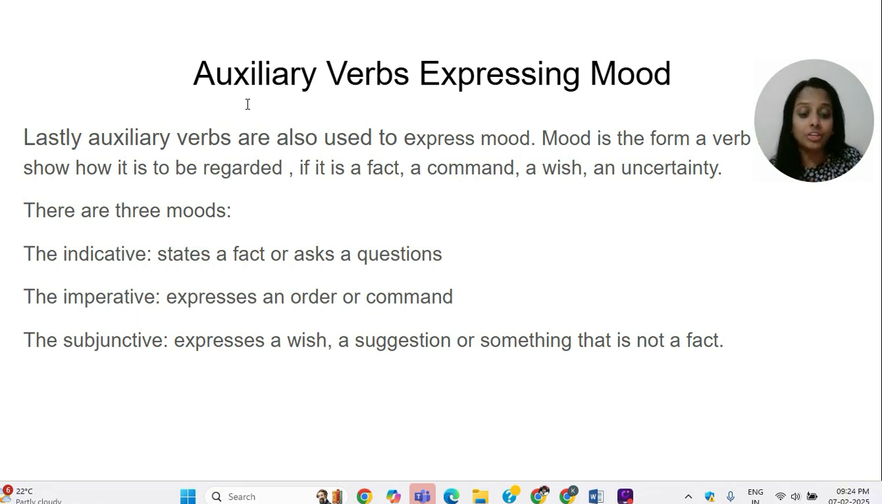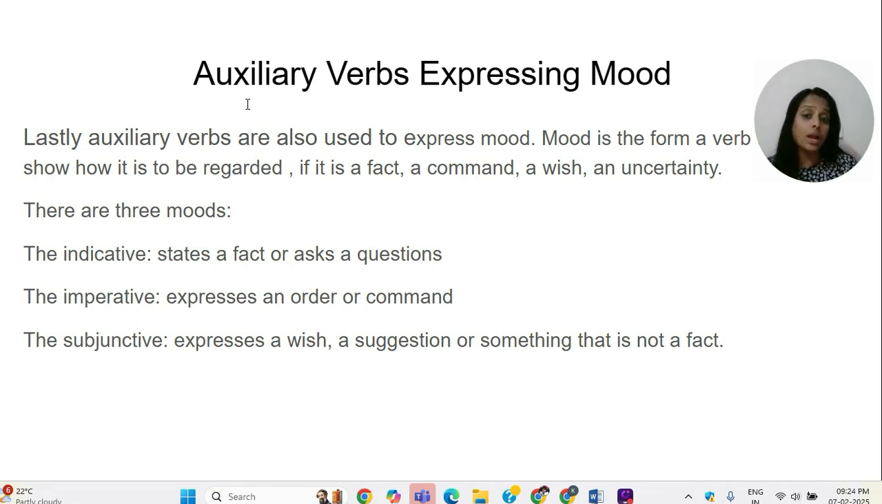We will cover everything you need to know. By the end of this video, you will understand how auxiliary verbs are used to express mood, and we will walk through clear examples together. Ready? Let's get started. Let's talk about mood in English.